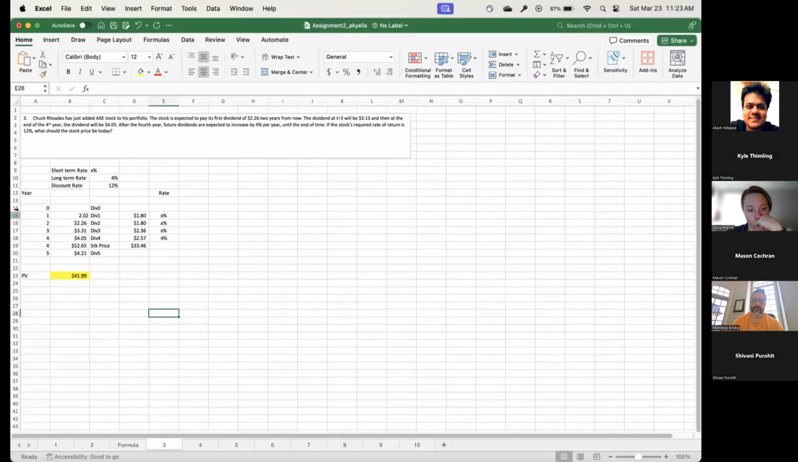Okay. So you're saying end of year 2 is 2.26, right? So end of year 2 is as good as saying beginning of year 3. In that case, should I go 2 years back in time? Well, you should just put a 0 there. They're not paying a dividend in year 1. First dividend's 2.26, 2 years from now. And then it's going to be 3.13.